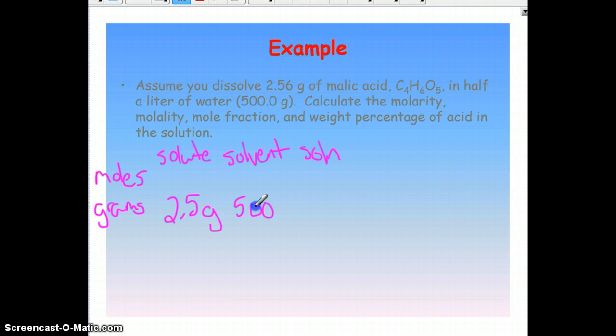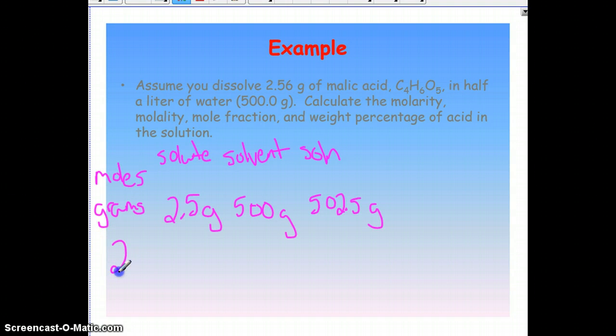So we can go ahead and get this whole bottom row filled out here. If you add those together to get the total solution, you get that. Now we need to convert all these to moles so that we can figure out the moles of solute, solvent, and solution. And then we can work on the molarity, molality, mole fraction, and weight percentage.